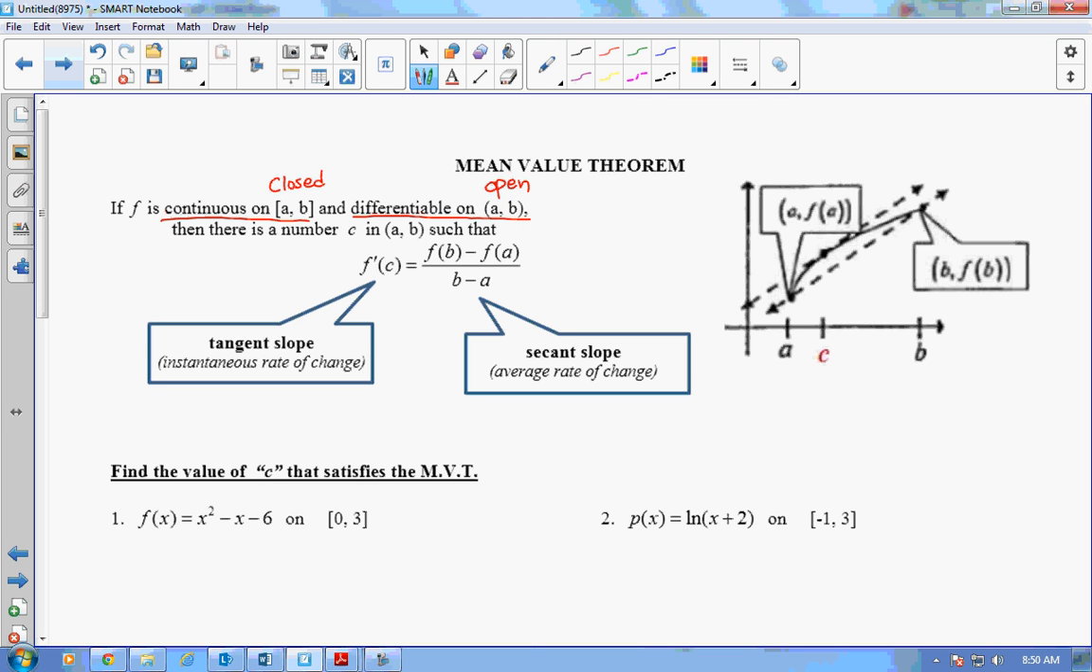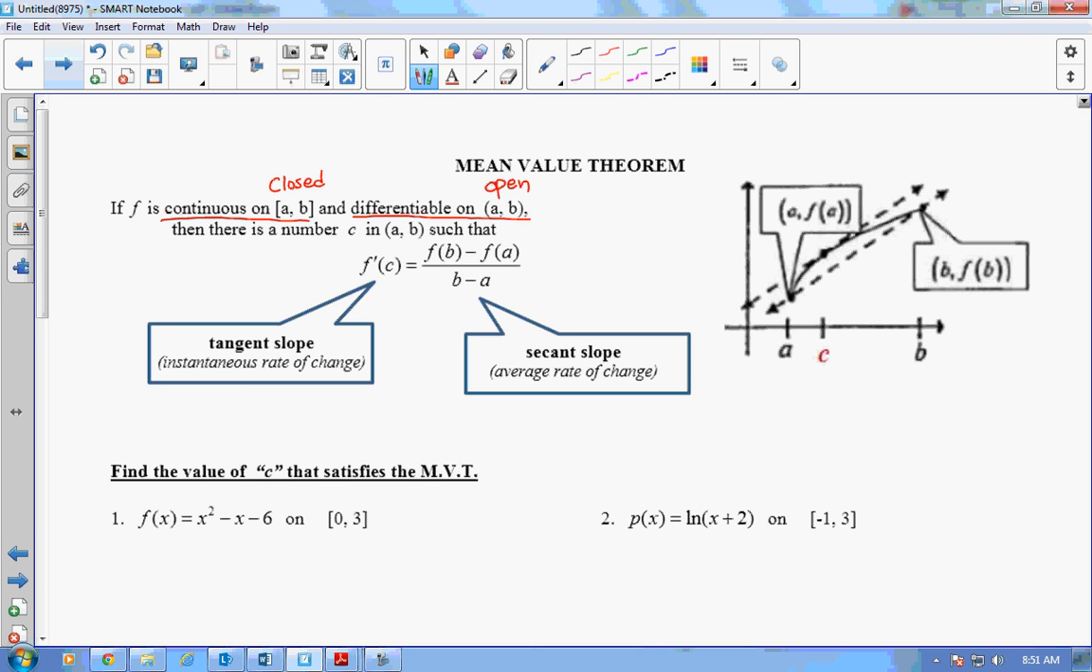But we didn't care about that because we're looking at an open interval, A to B. If both of those are satisfied, then there has to be a number C, or some x value, along the curve, in the open interval A to B, such that f prime of C, the tangent slope, is equal to the secant slope.